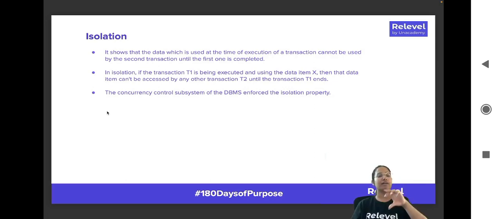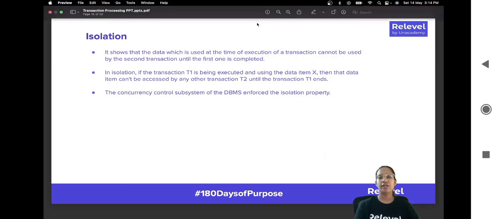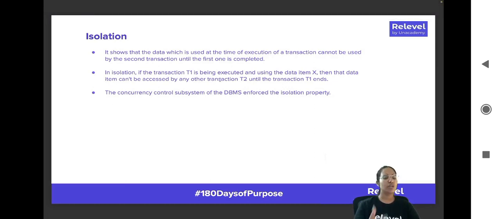If one transaction is manipulating some data, the other transaction should not have access to manipulate that data as well. That is strictly not allowed. Isolation means that everything should happen in an isolated manner, where every transaction thinks that it is the only one being executed, and no two different transactions can look at or manipulate a single data item at a particular point of time.